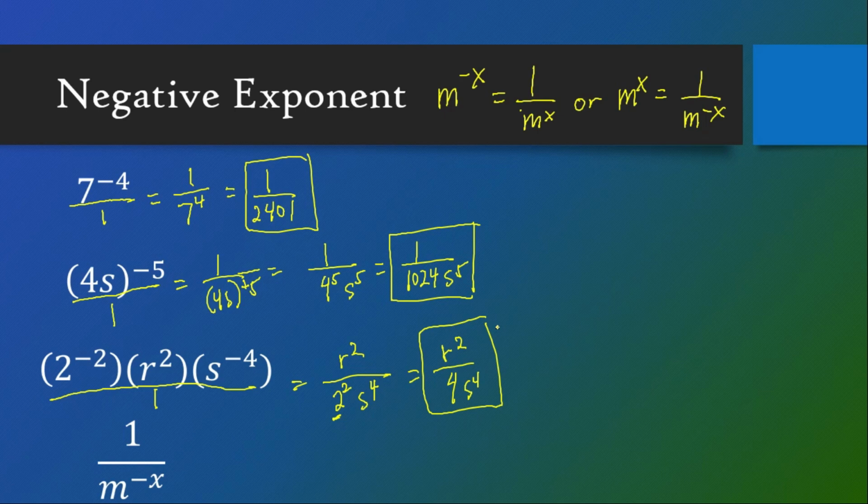Okay, last one. We have 1 over m raised to negative x. Ngayon, kung negative yung exponent niyan, interchange nyo lang siya. Kaya magiging m raised to negative x will become m raised to x over 1, or m raised to x. Simple as that.